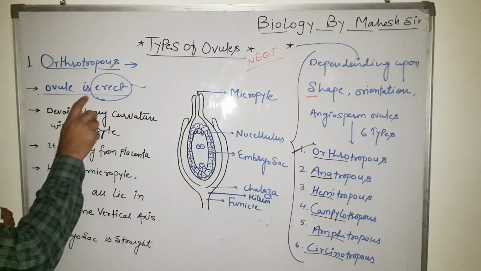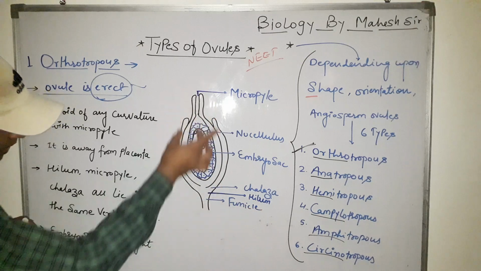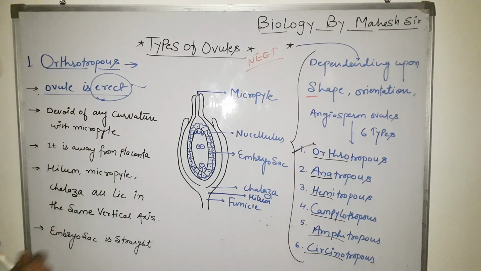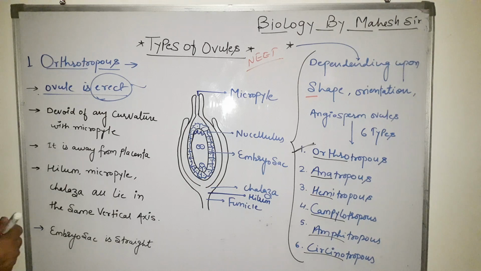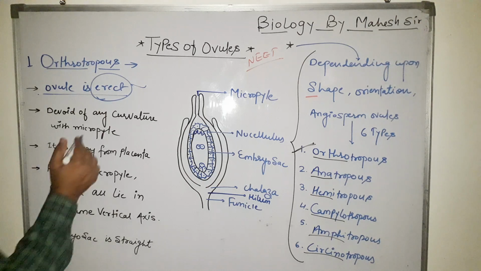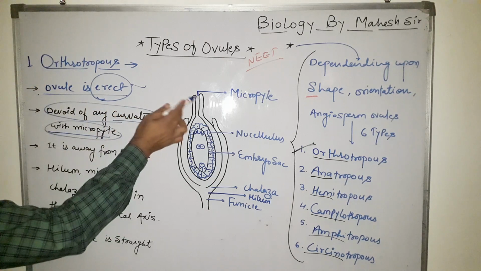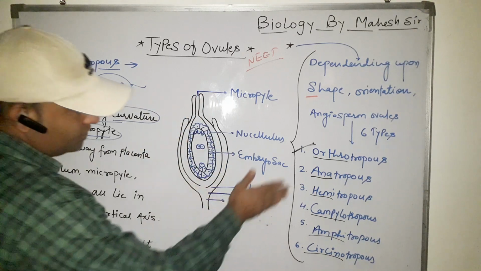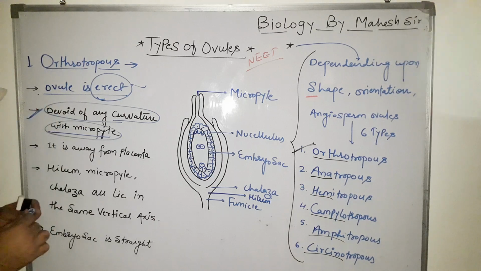We can explain this term erect: the micropyle, nucellus, embryo sac, chalaza, hilum and funicle all are in the same axis. That time the condition is called erect condition or straight condition. So it is a single ovule in erect position. Now second, it is devoid of any curvature with the micropyle. That means it does not possess any curvature with the micropyle. But in other ovules, 180 degree, 90 degree and some other curvature are present. So it is the second characteristic of orthotropous ovules.